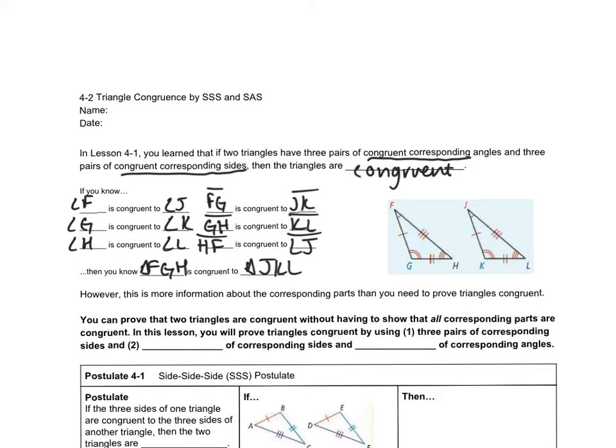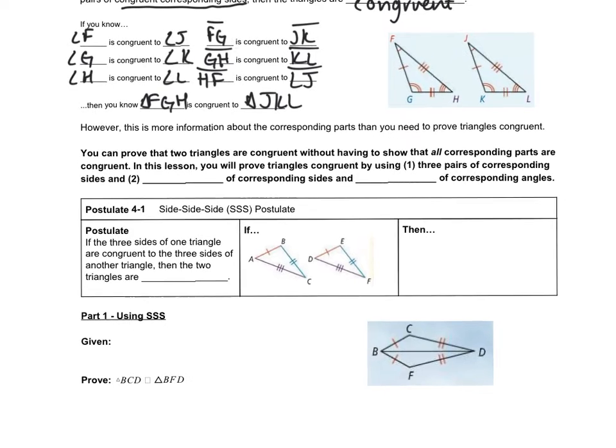JKL. But, however, this is more information about the corresponding parts than we need to prove that triangles are congruent, okay? Hence the acronyms SSS and SAS, all right? So today we're going to learn two different postulates that we can use to determine if the triangles are congruent, whereas in lesson 4.1, we had to list all three congruent pairs of sides and all three congruent corresponding pairs of angles as well. So we can prove that two triangles are congruent without having to show that all corresponding parts are congruent.